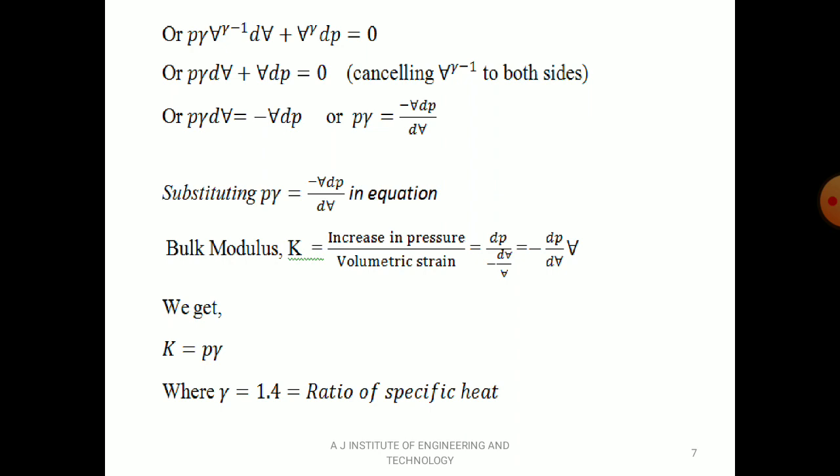This is the ratio of specific heat. What is the ratio of specific heat? That is equal to Cp by Cv, that is, specific heat at constant pressure to specific heat at constant volume. So gamma equal to 1.4 equal to the ratio of specific heat.